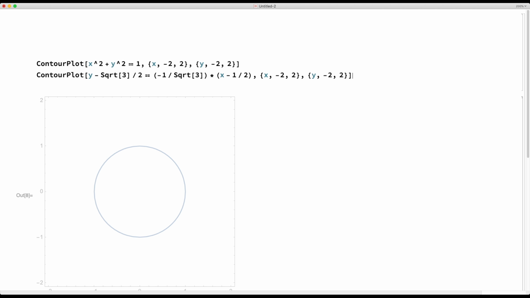Okay. Now, the other thing. Does it bother anybody besides Owen that I have double equals?